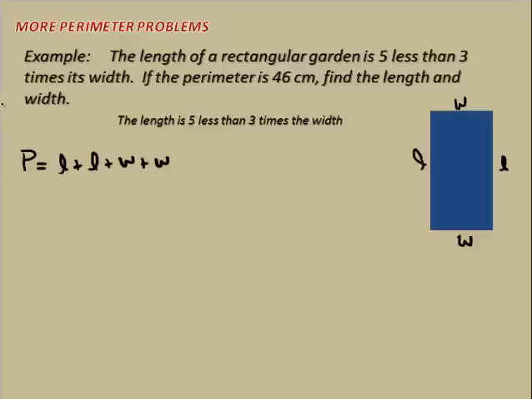Alright, now I notice when I start plugging in what I know, I'm going to put 46 in for P, but I'm going to have L's and W's both here. And I don't want to have that, so I'm going to use the information in the problem to help me simplify this where it only has either L's or W's. And you'll see what I mean in just a moment. If you'll notice, I took out this sentence, the length is 5 less than 3 times the width, right? And I wrote that down below it, down here.